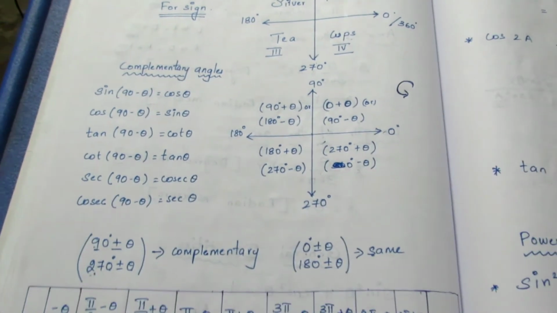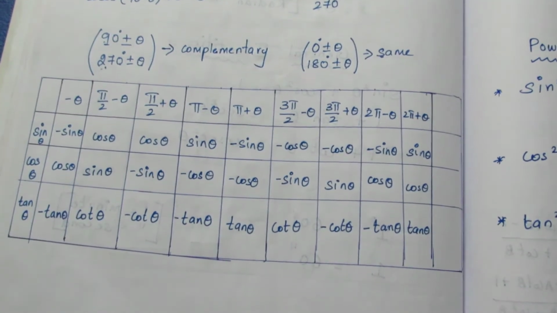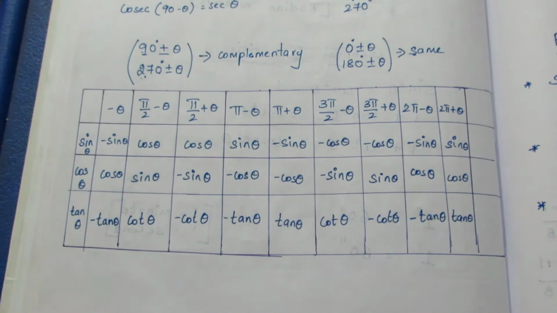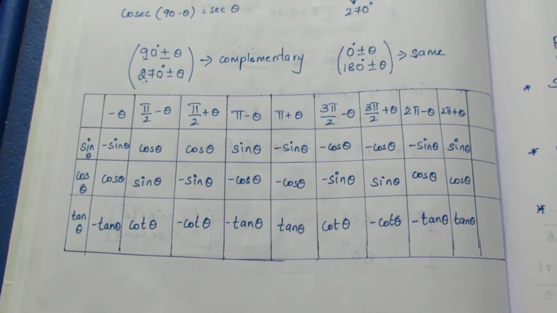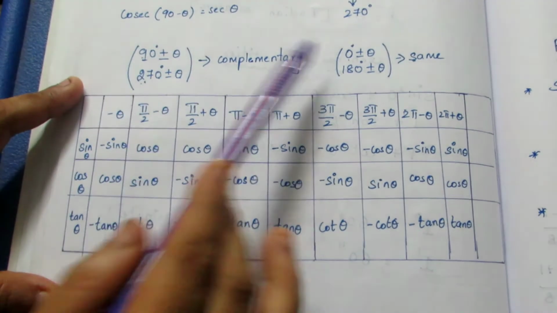Now I'll just give you one hint. We need to learn this table, but it is not necessary for you to mug it up. This table we are going to use in the sums, but according to me, no need to mug it up. We can just follow this to find it.